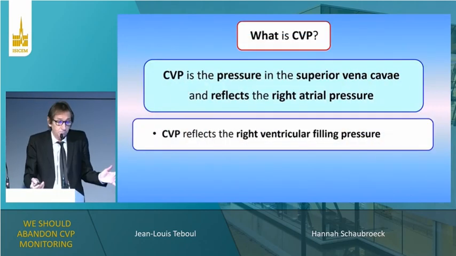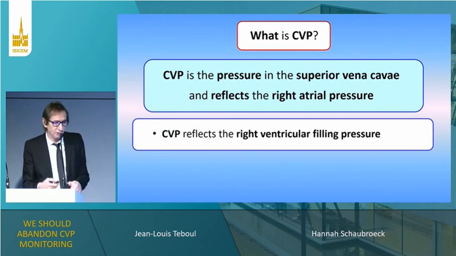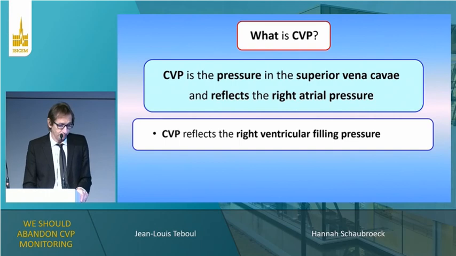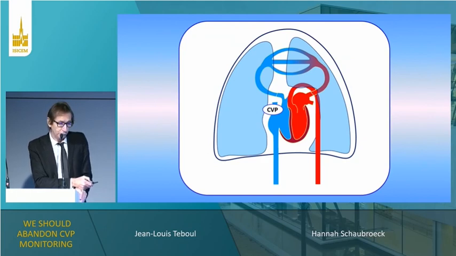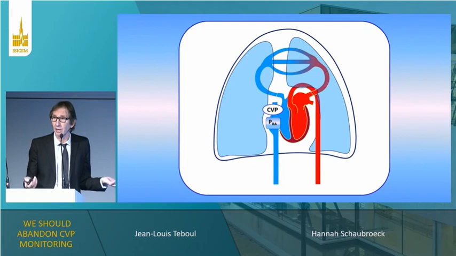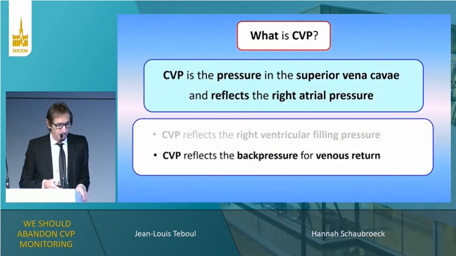So, first, what is CVP? CVP is the pressure in the superior vena cava, and it reflects the right atrial pressure. It should reflect the right ventricular filling pressure. This is a very simple cartoon with CVP, which reflects the right atrial pressure. And therefore, it should be a marker of the right ventricular filling pressure.